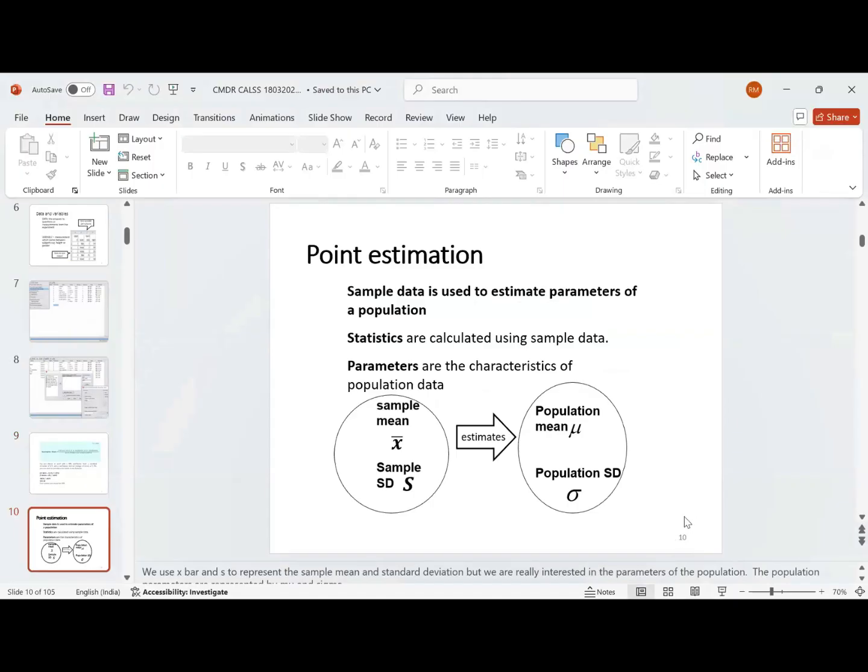So sample data is used to estimate parameters of the population. Now, the statistics: you all know that when you draw a sample, the information from the sample is called a statistic, and the population mean and standard deviation are parameters. In a non-parametric test, you use the same technique as in parametric, where the mean and standard deviation are very important. But a non-parametric test has another advantage.